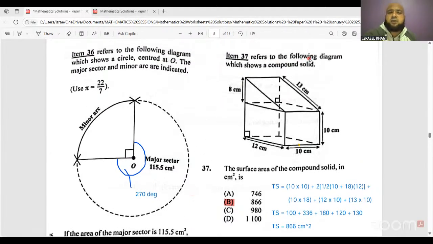Item 37 refers to a diagram which shows a compound solid. Wow, look at this thing. Surface area. Wow, that's a lot of work, right? Say TSA, total surface area. What I did was I kind of lumped the triangle and this rectangle together as a trapezium. Maybe I could just shade it quickly to show you what I'm referring to. So this here, I made out a whole trapezium and found the area of this whole thing.